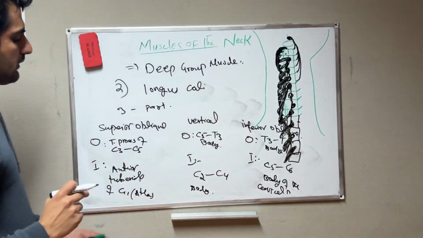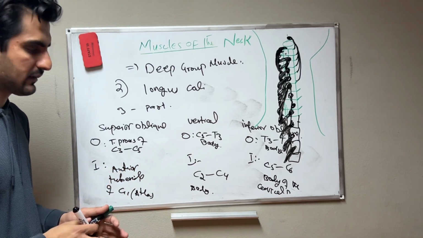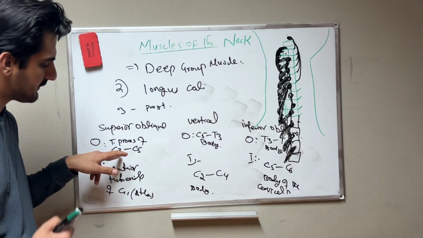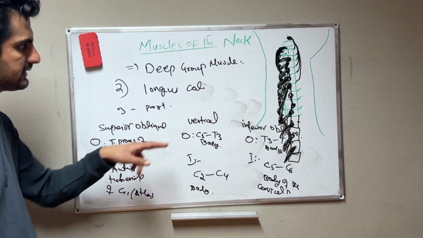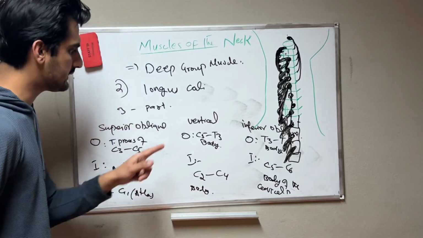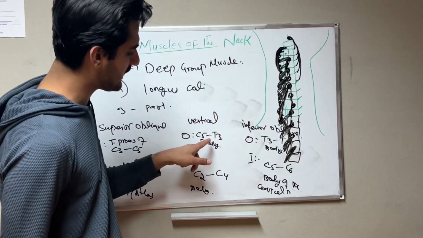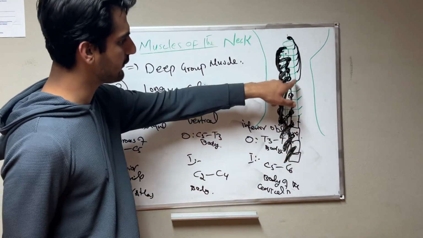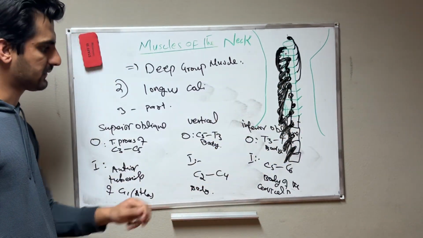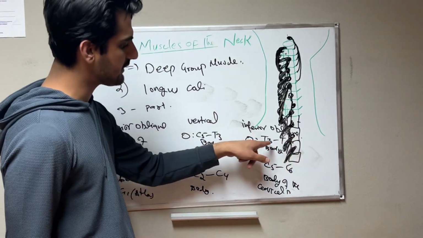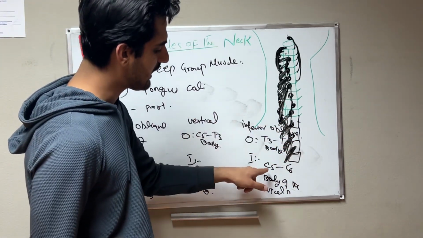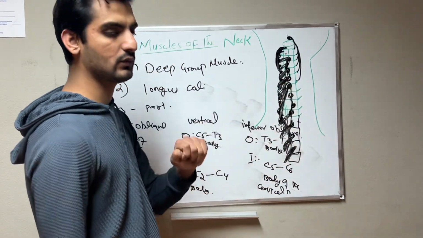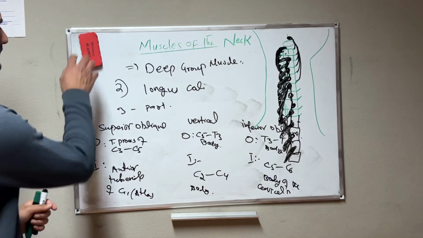Now we already told, again I am repeating the same, longus capitis muscle. We have three parts: superior oblique part, which originates from the transverse process of C3 to C5 and inserts into the anterior tubercle of the atlas. Then the vertical part, which originated from C5 till third thoracic vertebra and inserts into the C2 to C4 body. Then we have inferior oblique part, from T3 to T6, and inserted C5 to C6 body of the cervical vertebra. Now these are the second muscle.